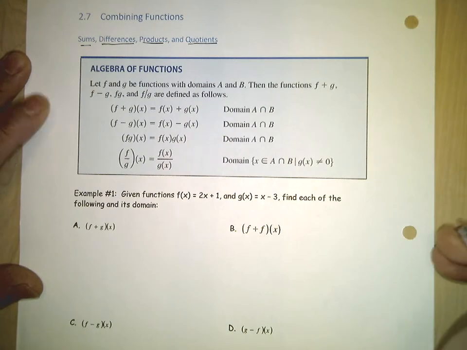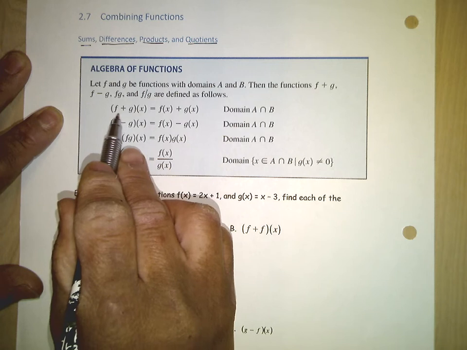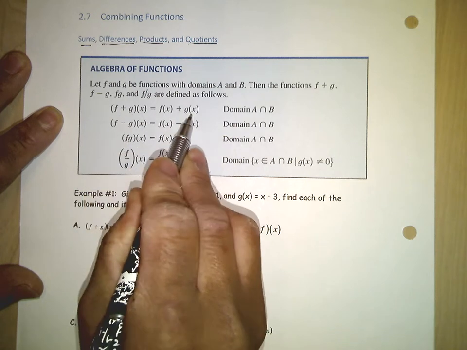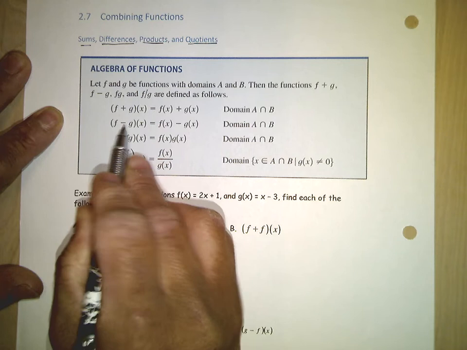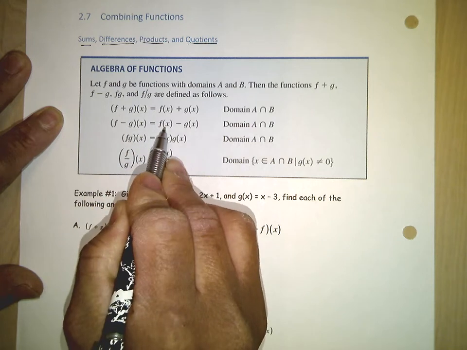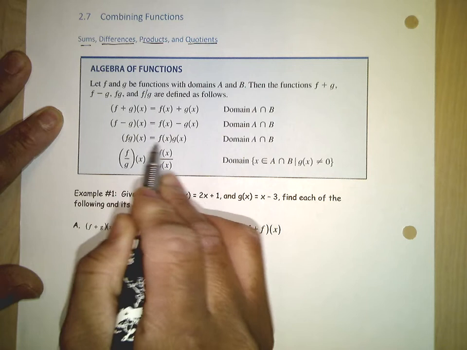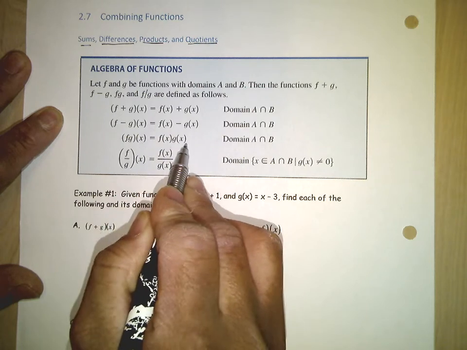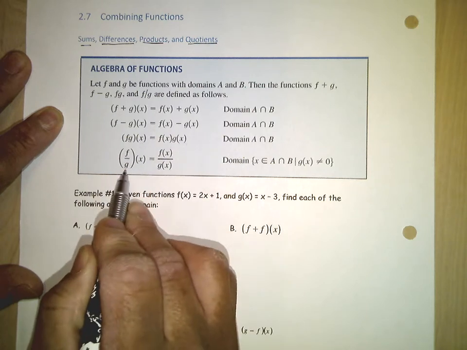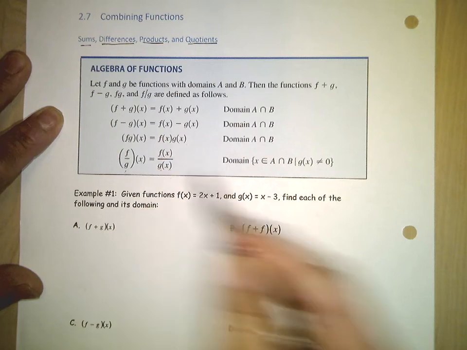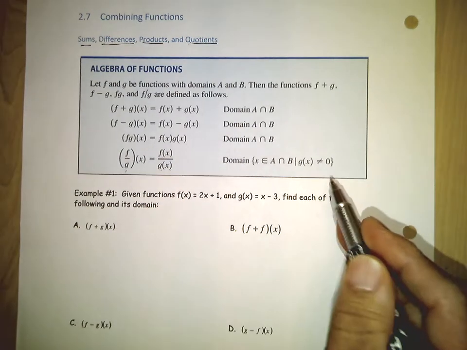So this is the notation for adding functions. (f + g)(x) equals f(x) plus g(x). (f − g)(x) equals f(x) minus g(x). And (f · g)(x) equals f(x) times g(x). And (f / g)(x) equals f(x) divided by g(x). So you can see the domains over here.